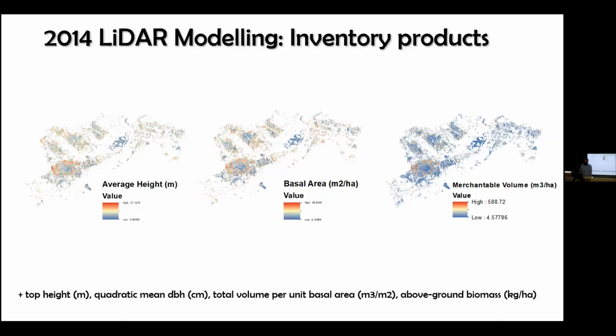And here we have the final LiDAR inventory products. The 3 critical to my capstone are the predicted average height, basal area, and merchantable volume. But of course, other FRI attributes are also predicted from LiDAR, examples you can see below.